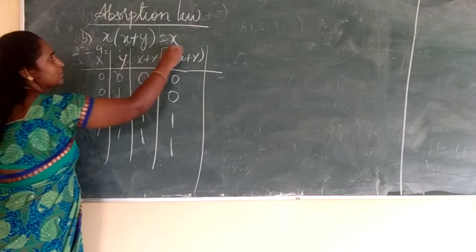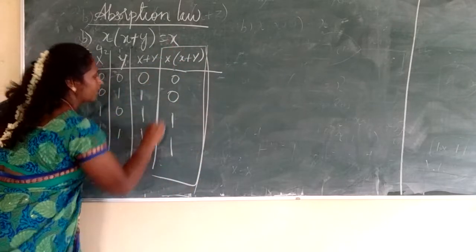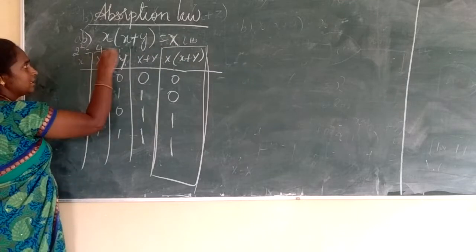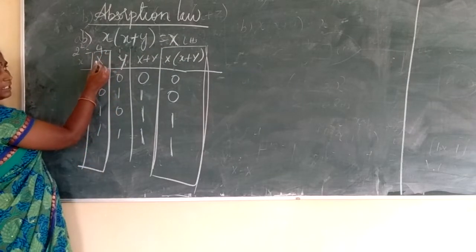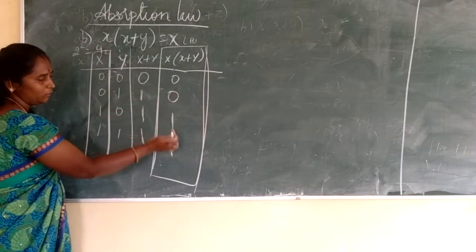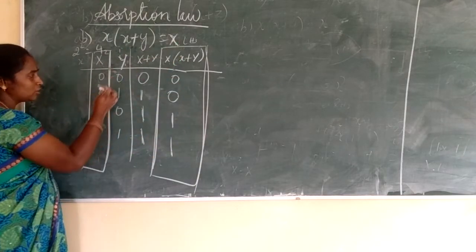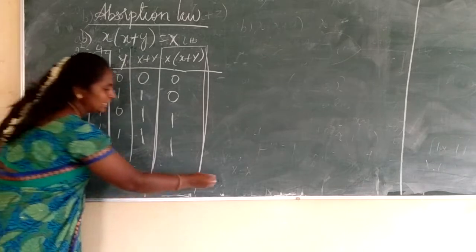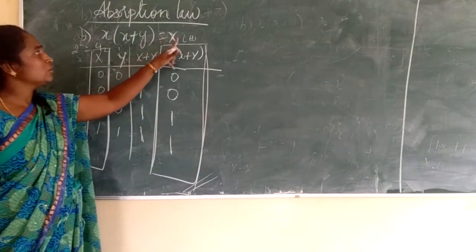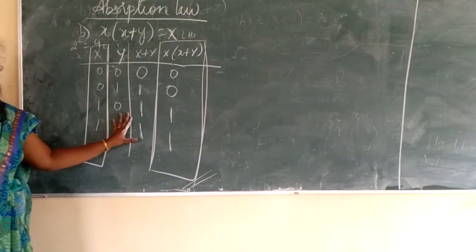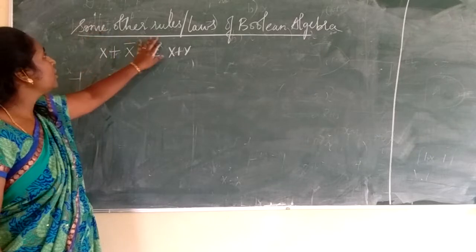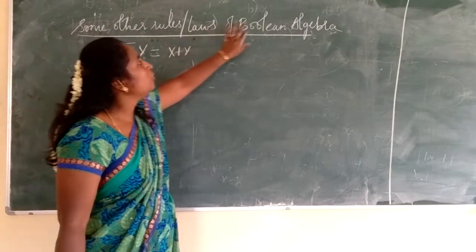Now you see this should be proved with your x. This x plus y result is my LHS, and x is my RHS. The x into x plus y is 0 0 1 1, and my x value is 0 0 1 1. So till here, it proves that x into x plus y is equal to x with the help of the truth table.